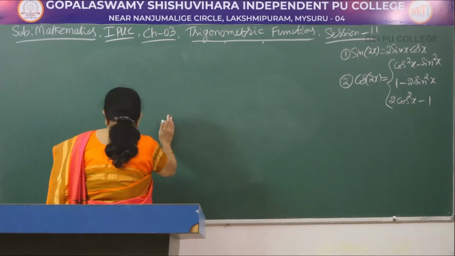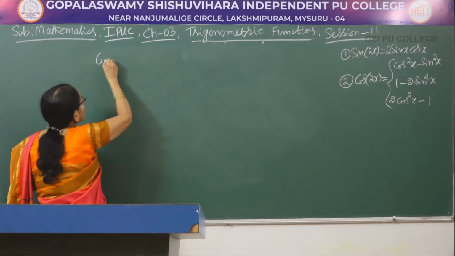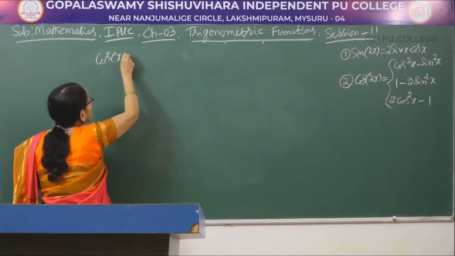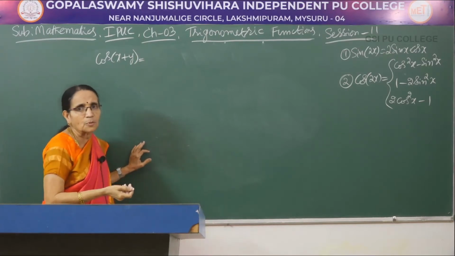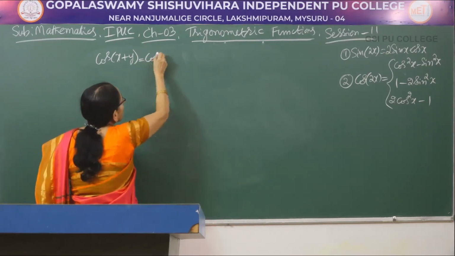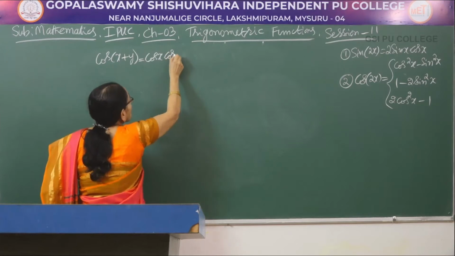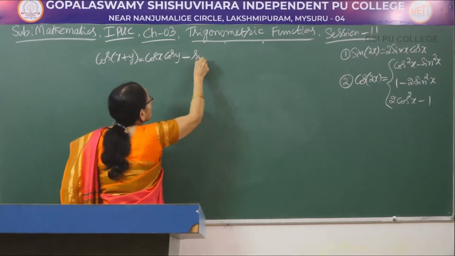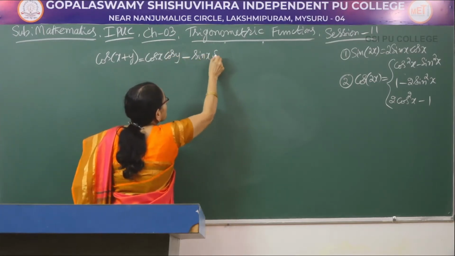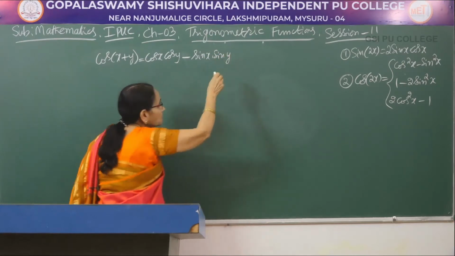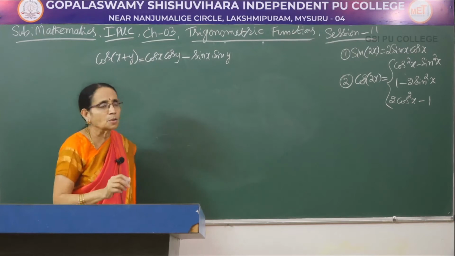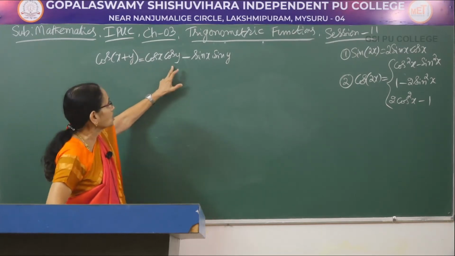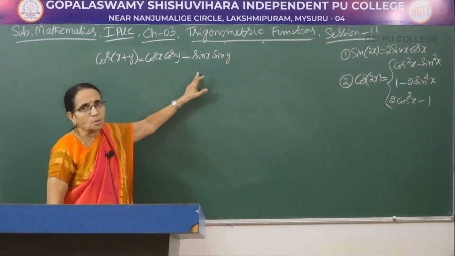Now let me consider cos of x plus y. How do you write this one? We know, by the compound angle formula, we have the expansion like this. It is cos x into cos y minus sin x into sin y. For all of them, we are considering the compound angle formula only.